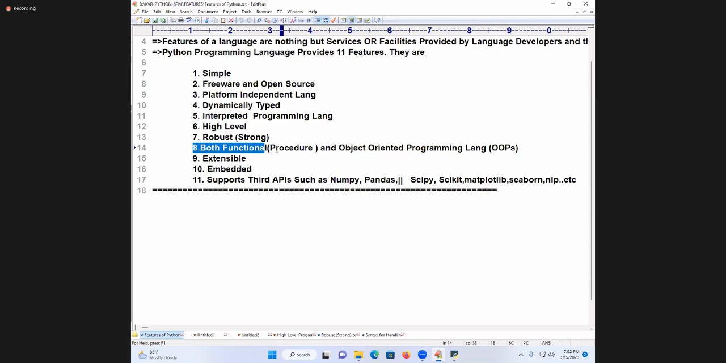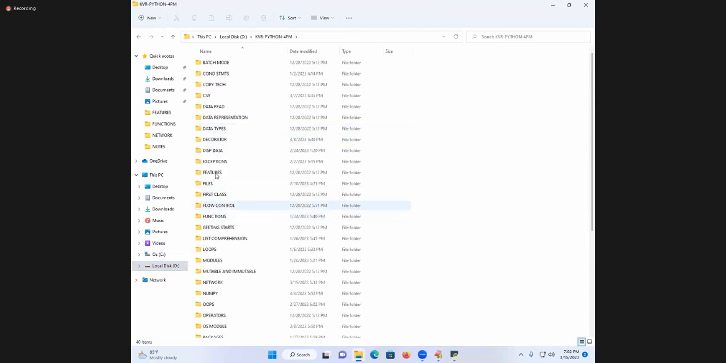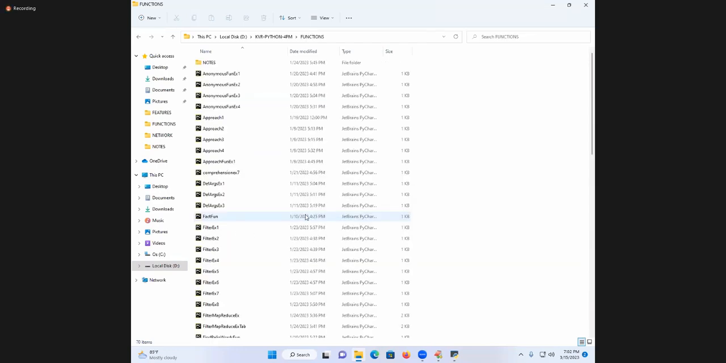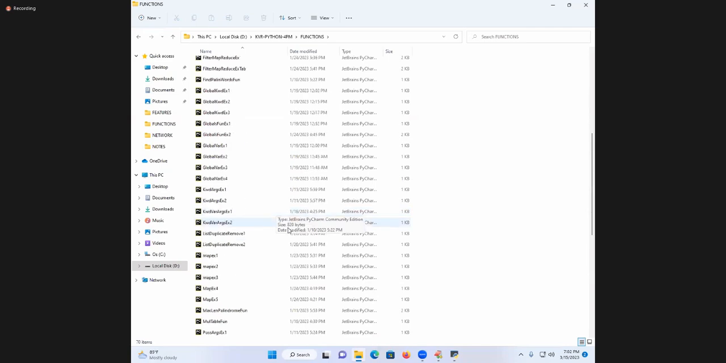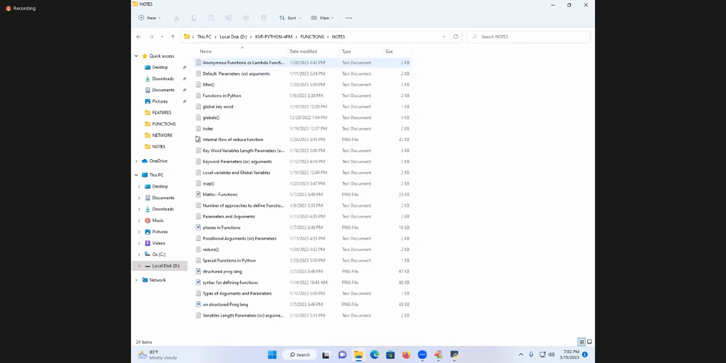So in every batch, I'm not going to tell at features level, the eighth feature I'm not going to explain. And don't think that it is not explained. I will explain it when I come to functions. For example, you see how many things there are. Functions, you see, there is a separate topic, functions. See how many examples there are. See the index itself, I will show you. Index of functions. A beautiful, bigger topic it is.